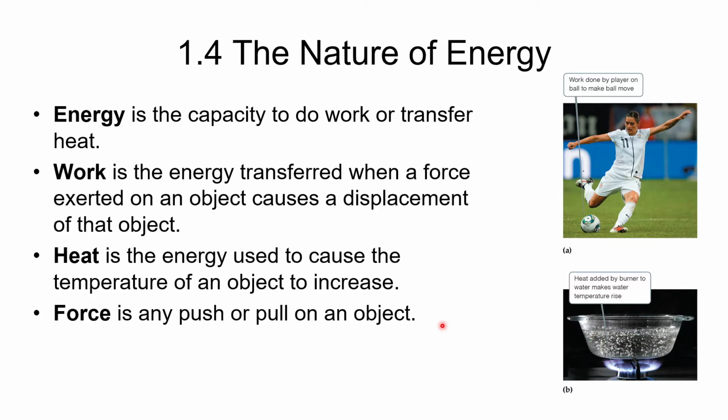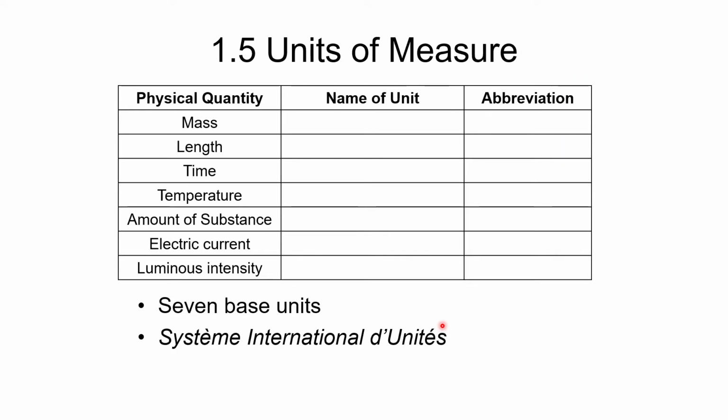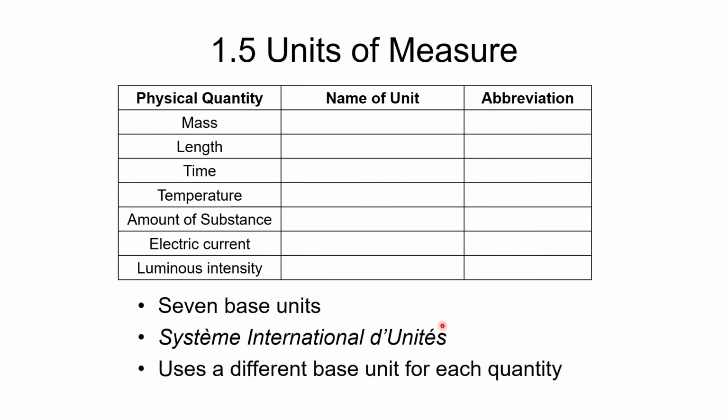So now let's look at section 1.5, and we'll look at the units of measurement that we like to use. In chemistry, we're going to use a combination of both the metric system and the international system of units. The international system, in French, is the Système International, and so we call them SI units. We'll find that each unit has a different base and that we use an abbreviation for that base.